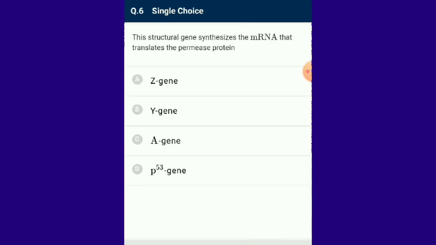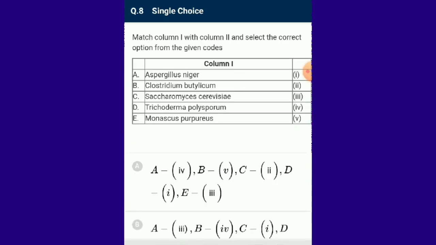Question number 6. This structural gene synthesizes the mRNA that translates the permease protein. The lac operon is a group of genes required for uptake and metabolism of lactose. It consists of a single promoter and three structural genes: Z gene, Y gene, and A gene. Z gene is responsible for the production of beta galactosidase. Y gene is responsible for permease production, which increases permeability of the membrane and increases uptake of lactose. A gene is responsible for the production of transacetylase. So the answer for this question is option B, Y gene.